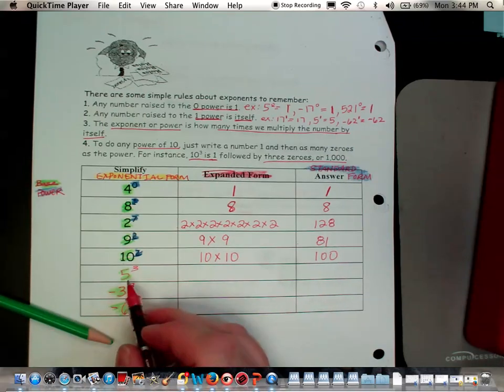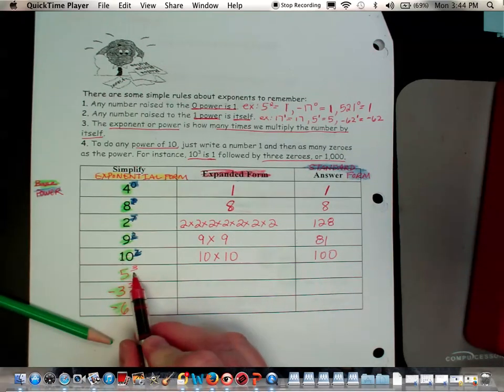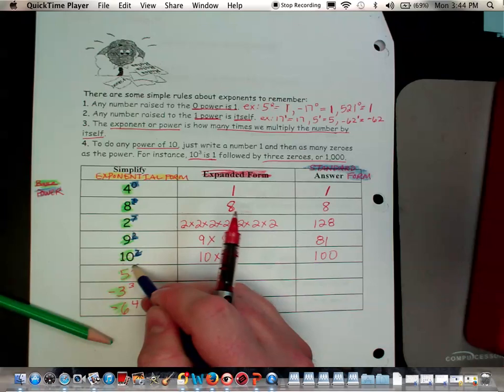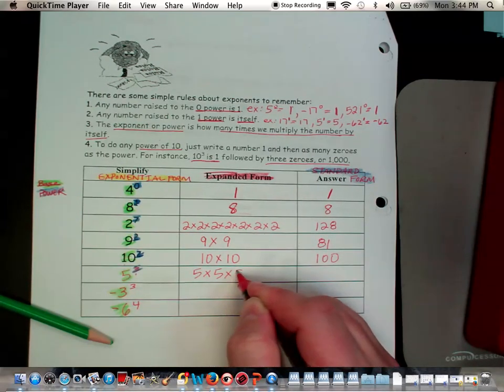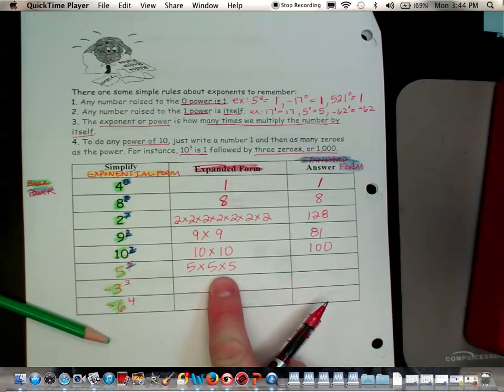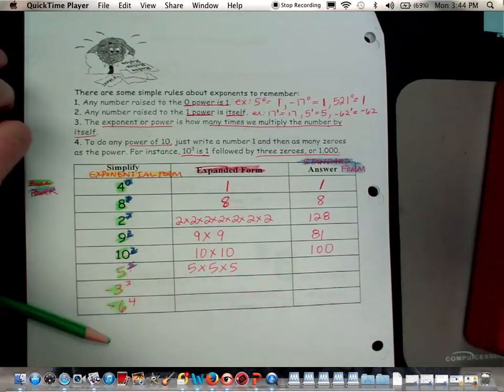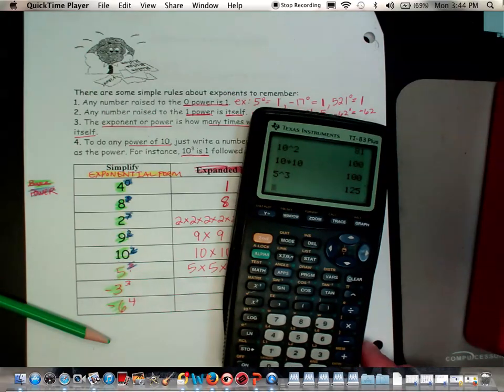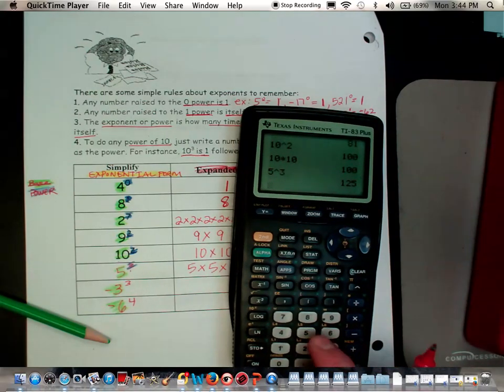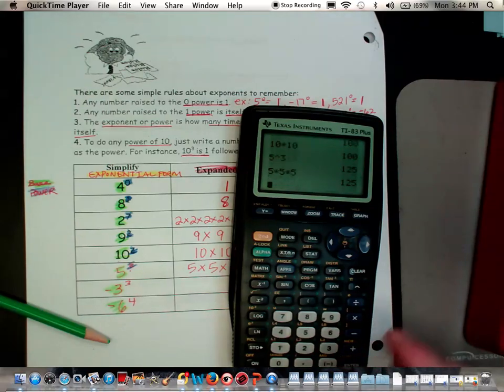So my base is 5. And how many 5s am I going to have? 3 of them. So I'm going to multiply it 3 times. So that's 5 times 5 times 5 in expanded form. So 5 times 5 times 5, or 5 to the third power, is 125. Or you can do 5 times 5 times 5, 125.